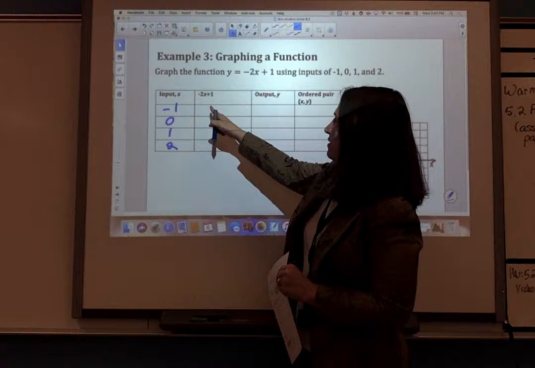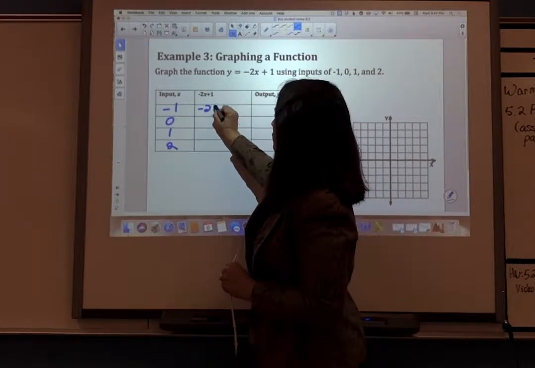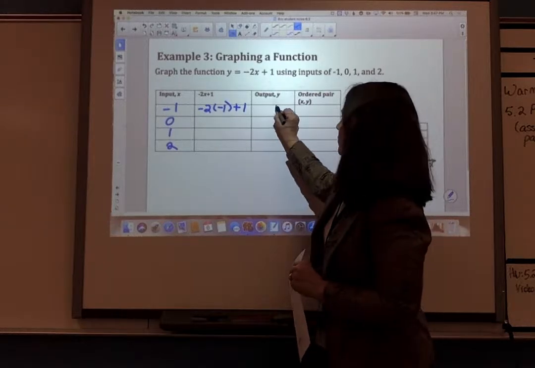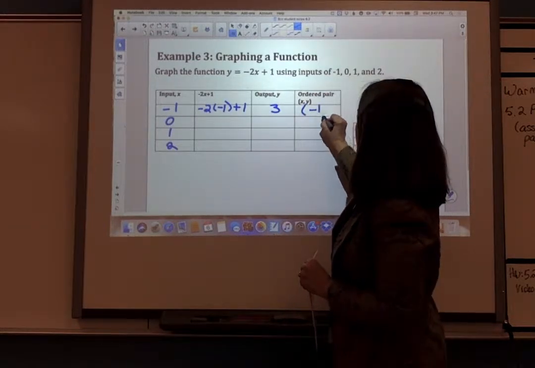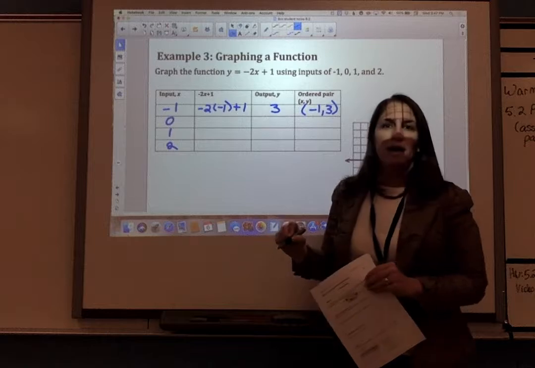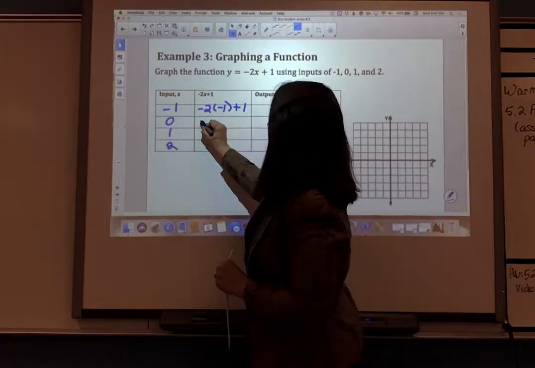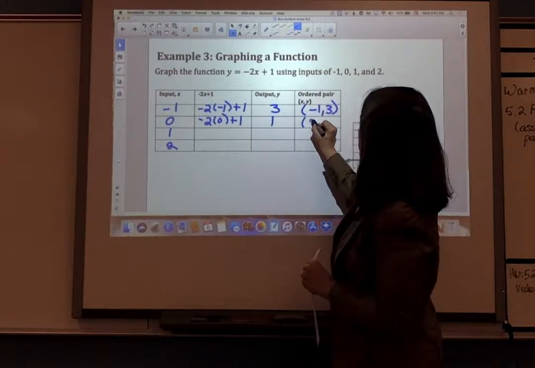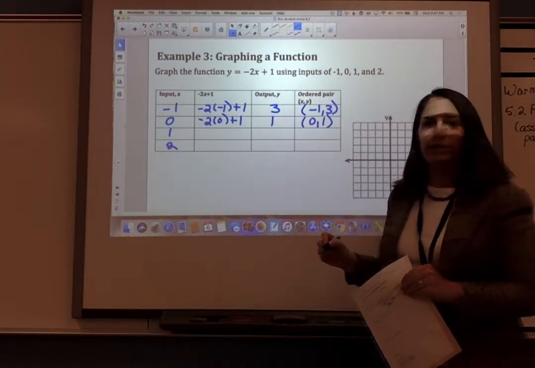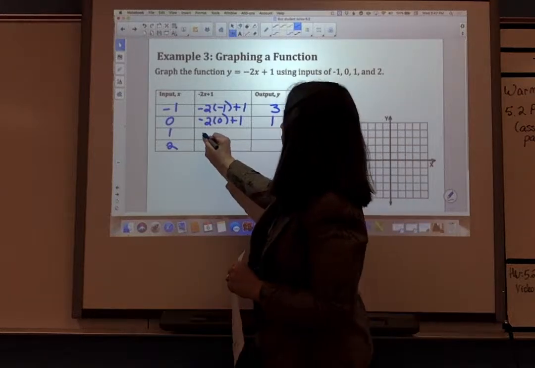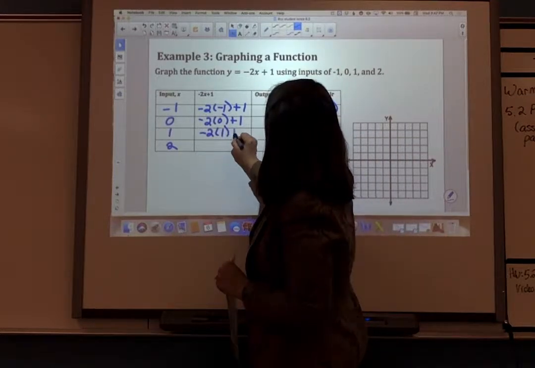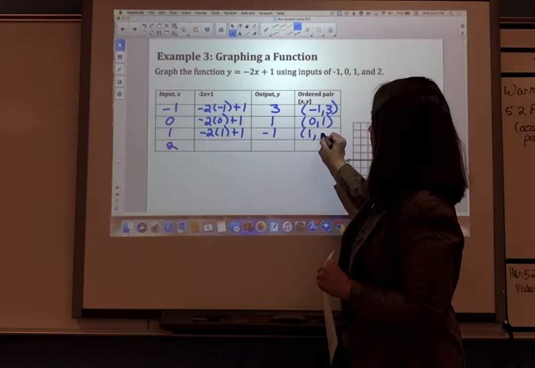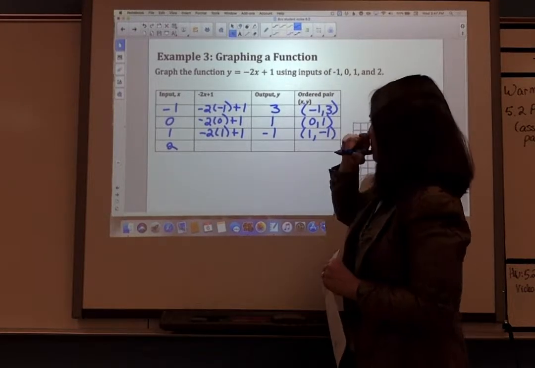So let's go ahead and evaluate -2 times -1 plus 1. That's 2 plus 1, or 3. So our ordered pair is -1, 3. And then for our next point 0, we have -2 times 0 plus 1, or 1. Our ordered pair is 0, 1. Then we have -2 times 1 plus 1. It's -1 for a point of 1, -1.